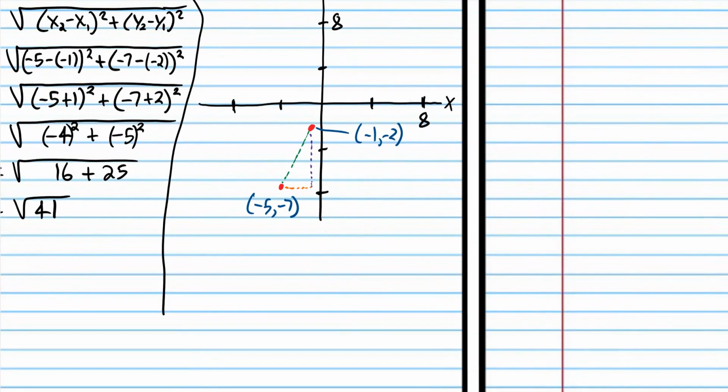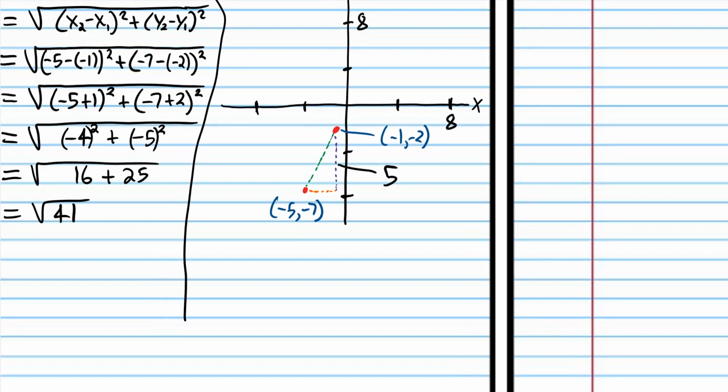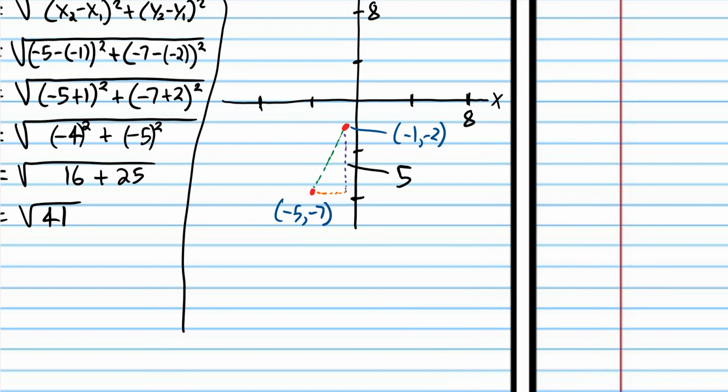So the big thing here is to find those lengths that I was telling you about. This length here is going to be the difference of the y values, negative 2 minus negative 7. That's a double negative. So that would be positive 5. That's that distance. And now we're going to subtract the x values, negative 1 minus negative 5. Again, it doesn't matter the order that you subtract in, and that's going to be positive 4.